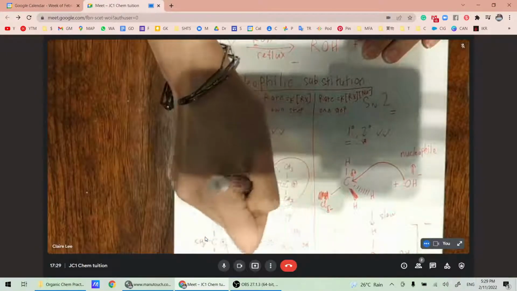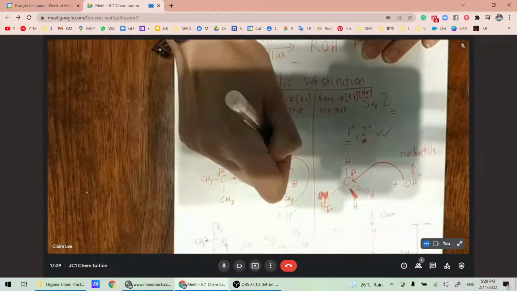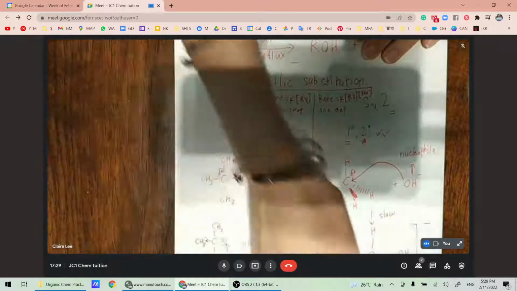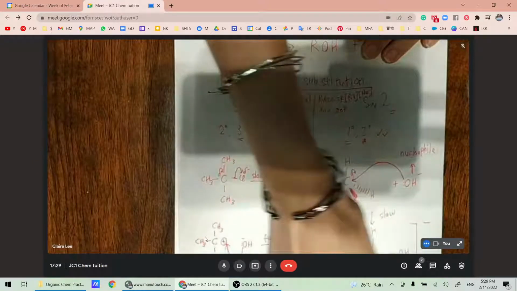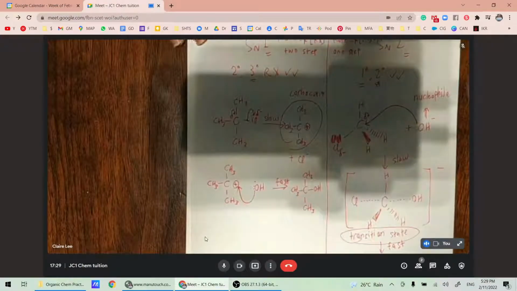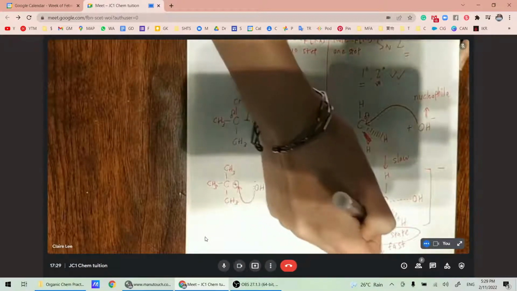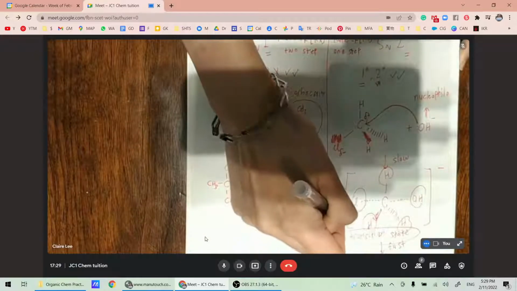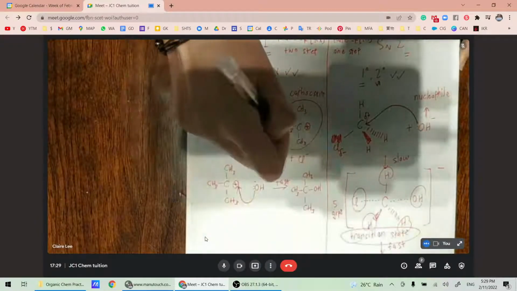Now here, this compound is a carbocation, whereas this intermediate here, let me shift it up, is a transition state. So they both have different types of intermediate. For SN1, a carbocation intermediate; for SN2, a transition state intermediate. So that's where the difference is.